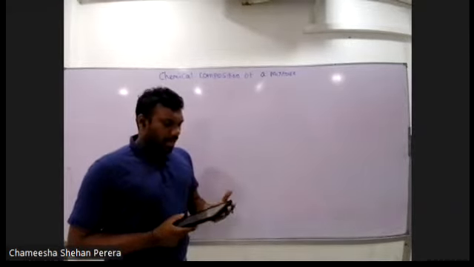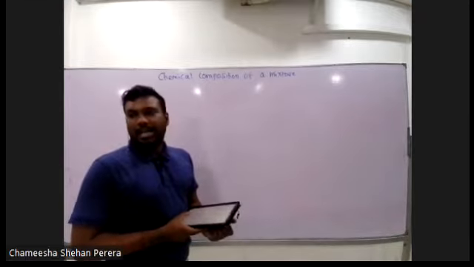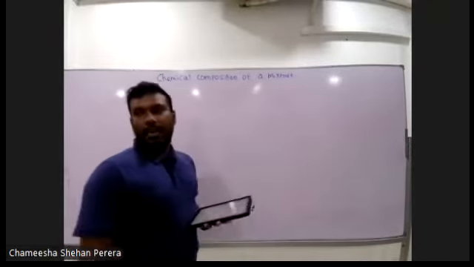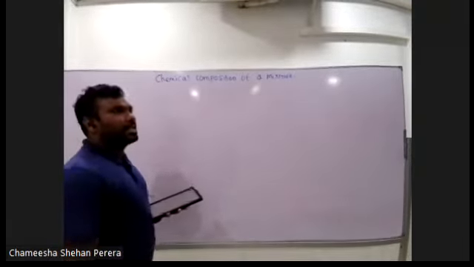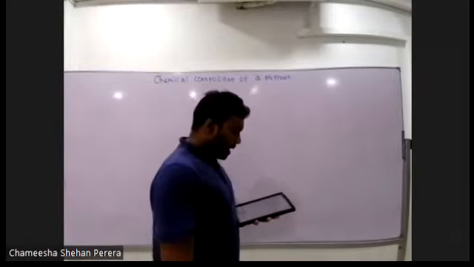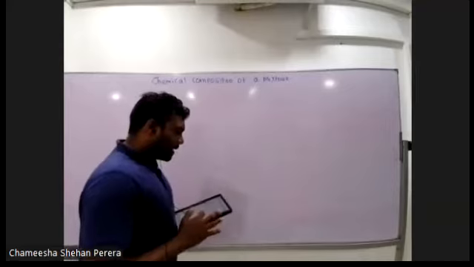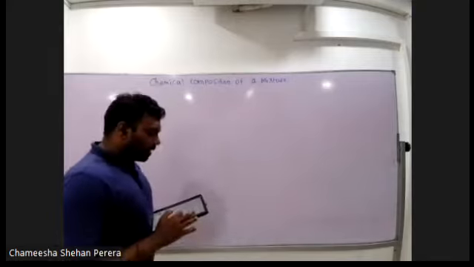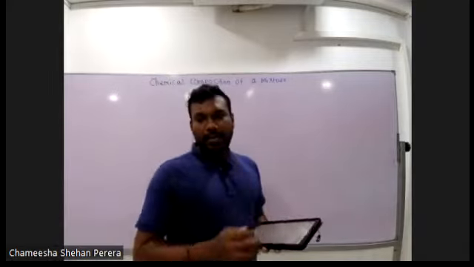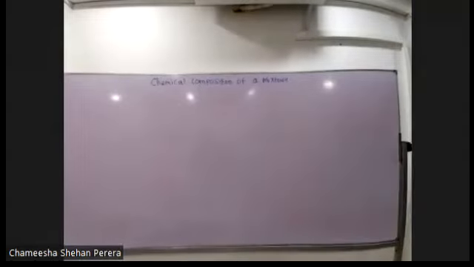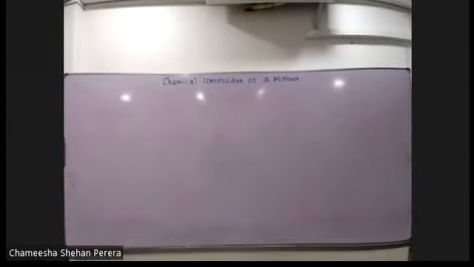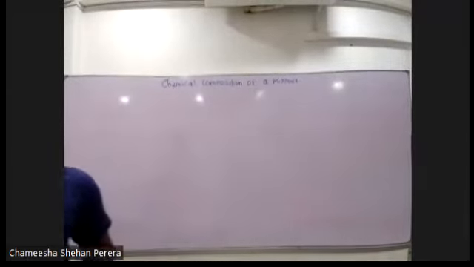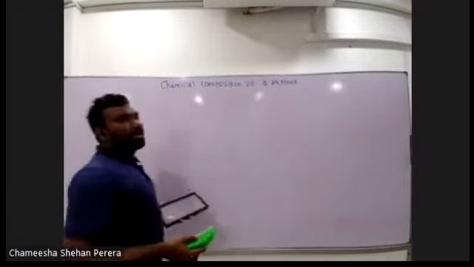Right? Next, take number two. Chemical composition of a mixture can be expressed in different ways. Meantime, let's be a bit quick, okay? Now write number 1. Again, chemical composition of a mixture can be expressed in different ways.